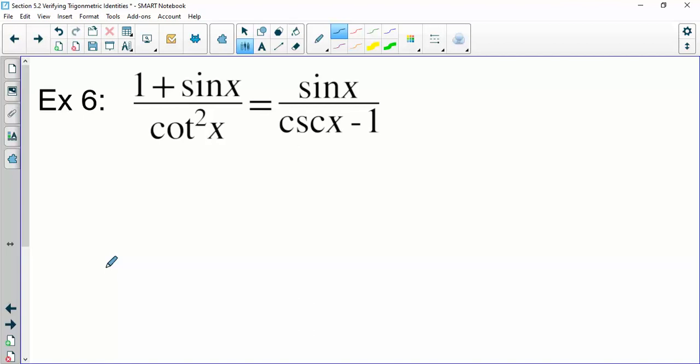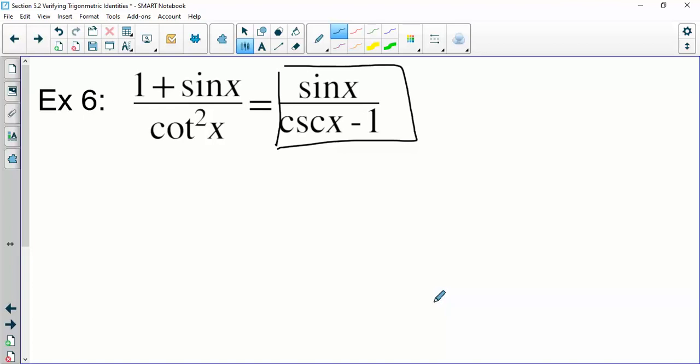Box in the right one. I concur. Grant says the right one needs to be boxed in. I second the motion to box the right one in.